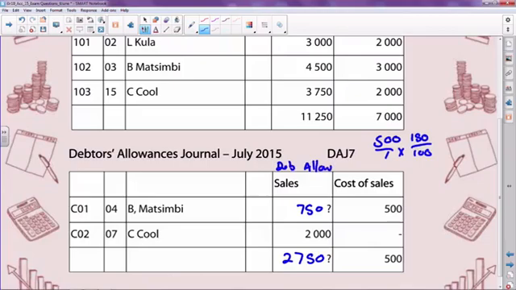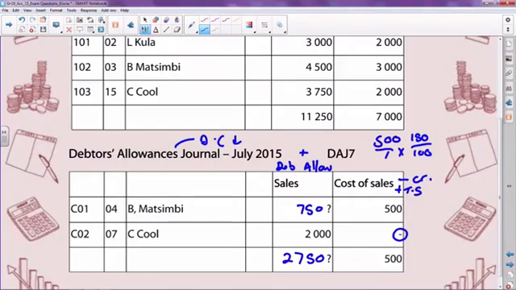So your debtors allowances will have to go up, and your debtors control needs to decrease because they return to us. And then we're going to look at your cost of sales as well. Cost of sales going down on the credit side. But what are we getting back? We are getting back trading stock. So your trading stock will go up because we have the stock back. And as you can see, this stock was maybe damaged and we didn't place it back into our books. So we'll only use the 500.